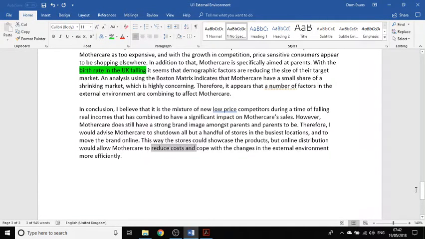So in that conclusion, I have answered the question, shown some balance, and provided a solution to the problem, which is the descriptor of a high-level conclusion.